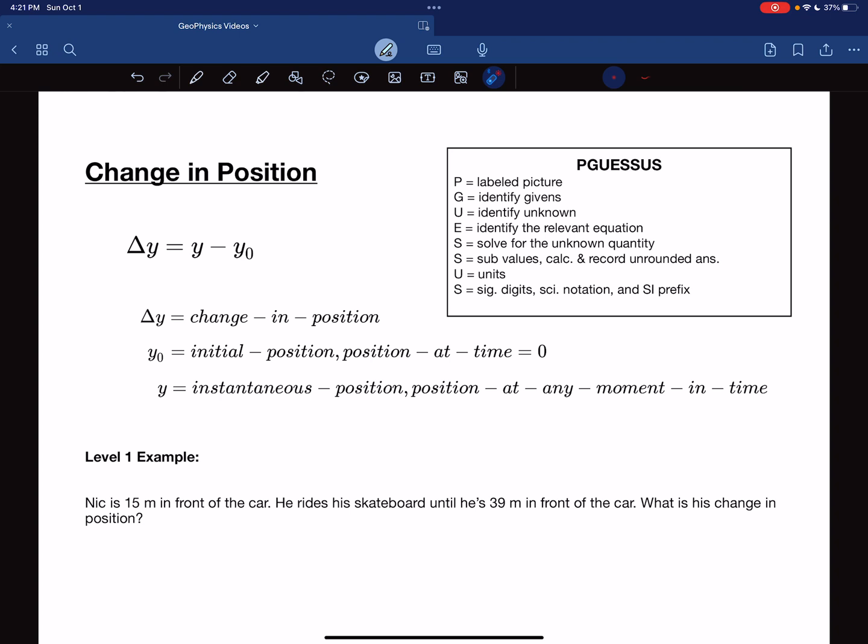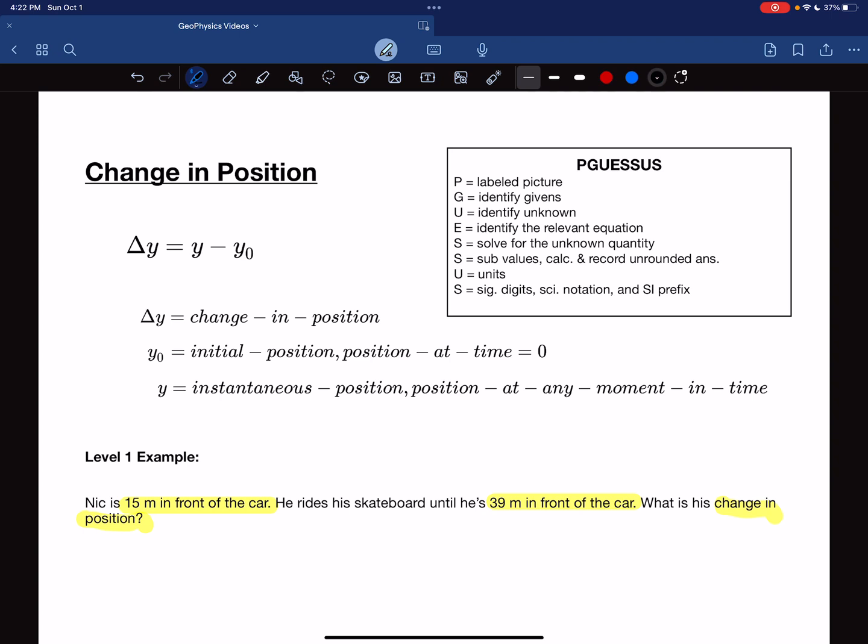So let's look at our first example, our level 1 example. We have Nick, who's 15 meters in front of a car. He rides his skateboard until he's 39 meters in front of the car. What is his change in position? Using our PGUESSUS method, as we're reading, we should highlight our important information. We have 15 meters in front of the car, and then 39 meters in front of the car, and we're looking for the change in position.